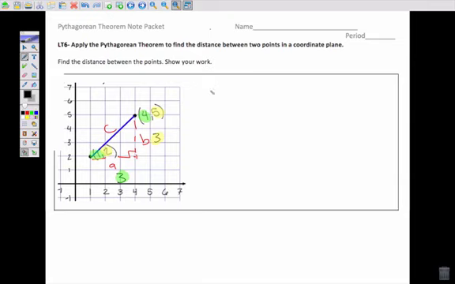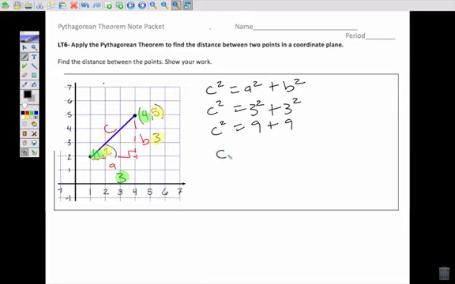I'm trying to find c, so I know that c squared is equal to a squared plus b squared. And a squared is going to be 3 squared. B squared is also 3 squared in this case. So c squared is equal to 9 plus 9. C squared is equal to 18. Square root it. So we could say that c, the distance, is equal to the square root of 18.